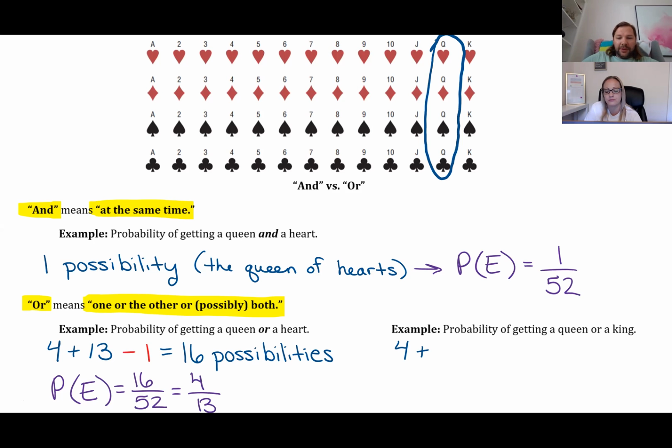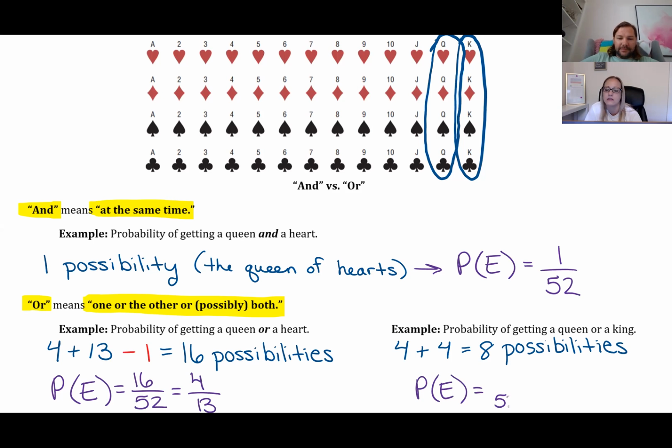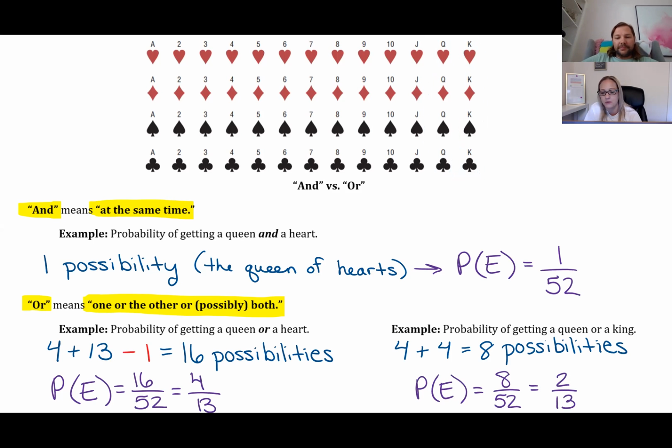So, Karen, you want to do this next one? Probability of getting a queen or a king? Yeah, probability of getting a queen or a king. So you would just ask yourself, all right, how many queens are there? There's 4. How many kings are there? There's 4. Did I double count any? Is there a way of picking a single card and having it be both a queen and a king? Well, no, so I don't have to worry about overlap in this part. So I would just simply add the 2 4s, and that's going to give me 8 possibilities. So the probability of that event would be 8 out of 52 or 2 out of 13.